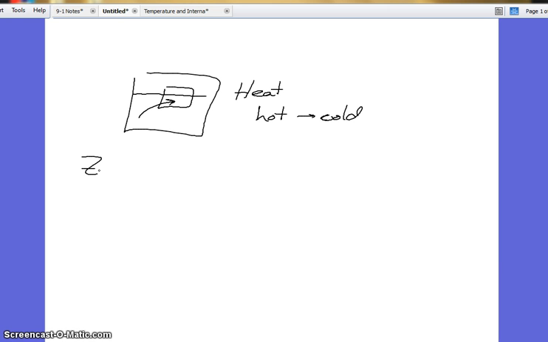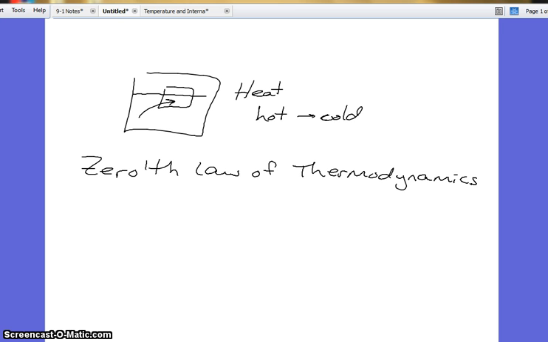And this brings us to our 0th law, our beginning law, which is the 0th law of thermodynamics. I don't know why they don't start with the first law, but they start with number 0. And the 0th law of thermodynamics is really just the transitive property. It says that if two objects are in thermal equilibrium with a third, then they're in thermal equilibrium with each other. In other words, if two objects have the same temperature as a third object, they also have the same temperature as each other.